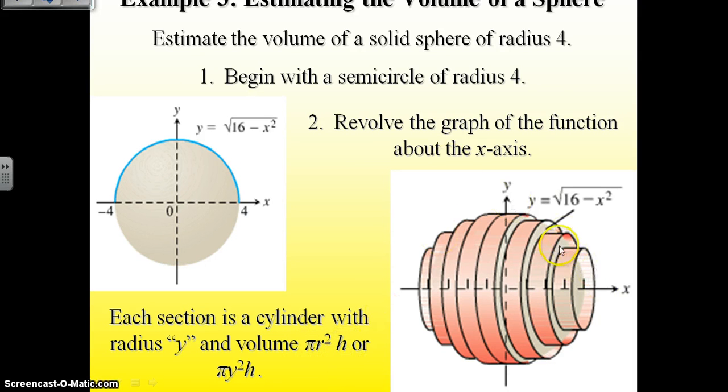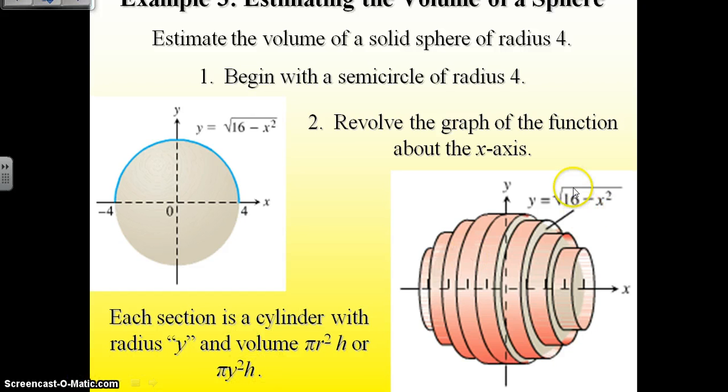Well, for our problem here, the radius just represents some amount of x here, right? I'm sorry, not the radius, but the height just represents some amount of x. See, the height of the cylinder would be from here to here, and it just represents some x value. The radius, however, from here up to here, is a vertical climb, so that's the y value. So instead of pi r squared h, I have pi y squared h.